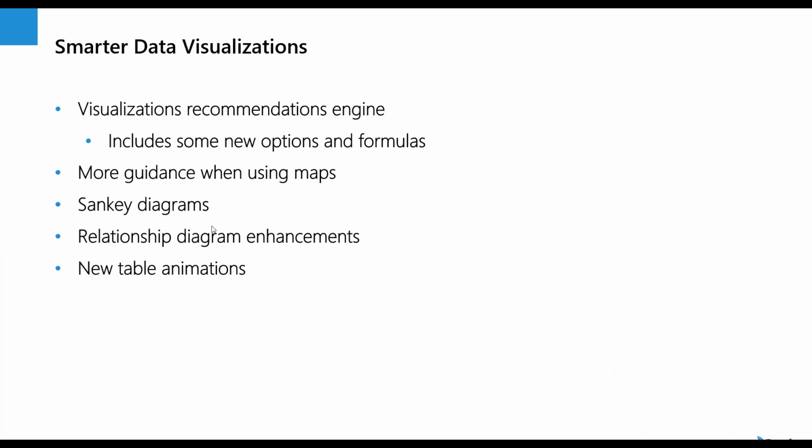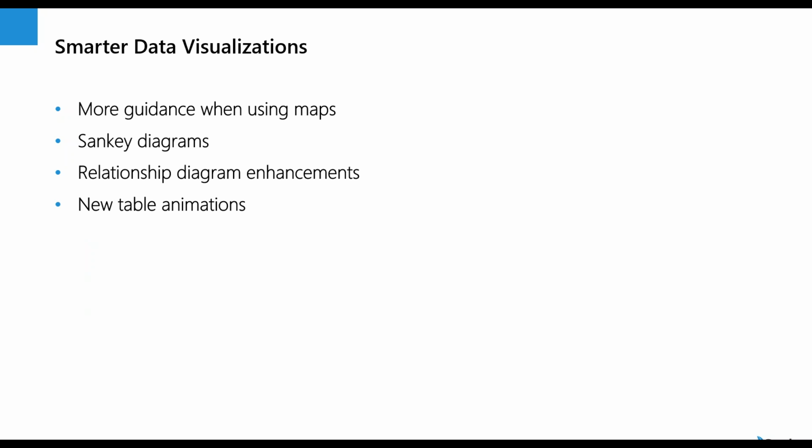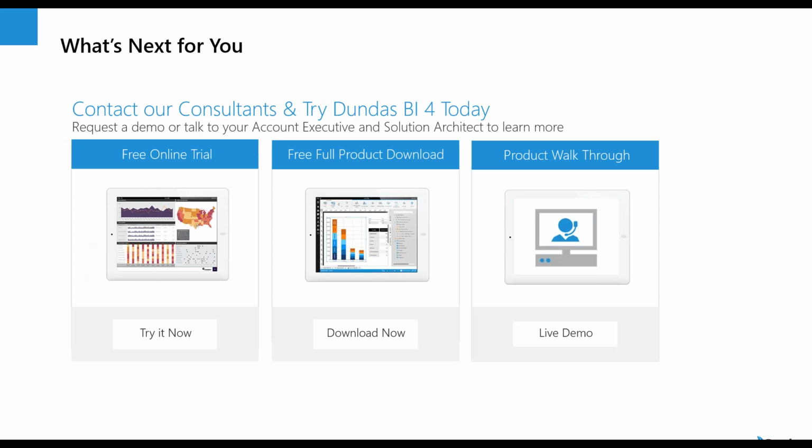So we've gone over these new features: the recommendations engine, along with these new options, the data bar, table, correlation matrix, parallel coordinates, and so on. That's pretty much all I've got to show initially here.